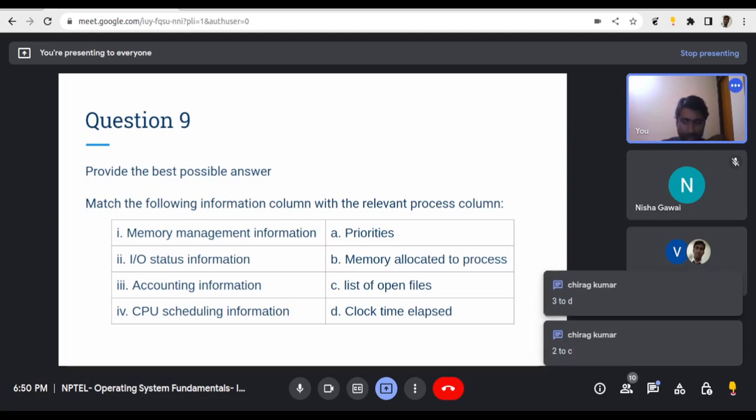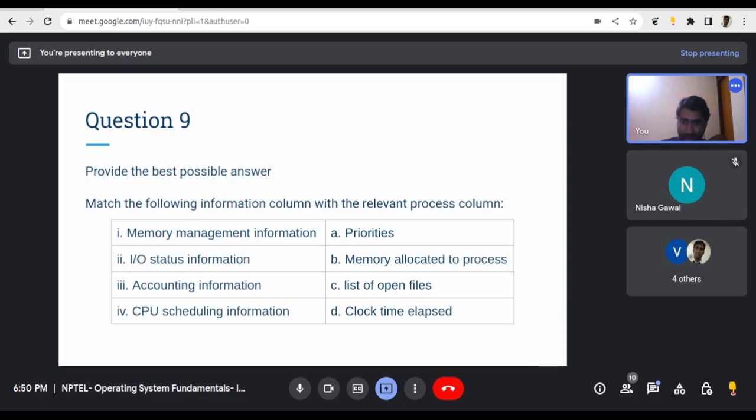So 2 to C. Okay, IO status information, list of open files is actually something related to IO status information. Accounting information, so that leaves us with 3 to D. Okay, so yeah, Chirag has said all the 4. Anyone else would like to contribute? 1 to B, 2 to C, 3 to D, and 4 to A. Okay, let's move on to the answers then.